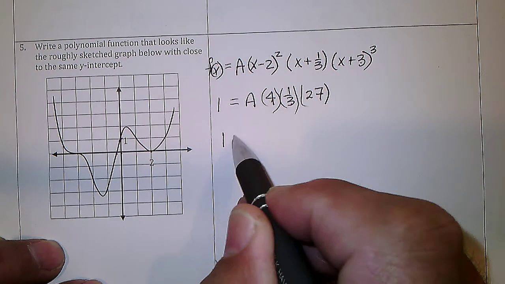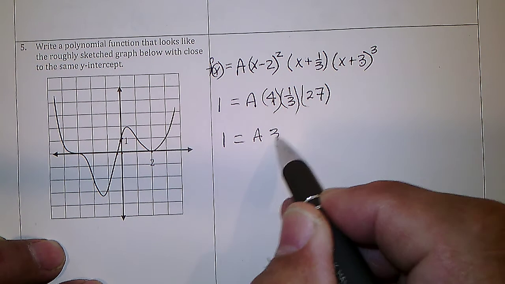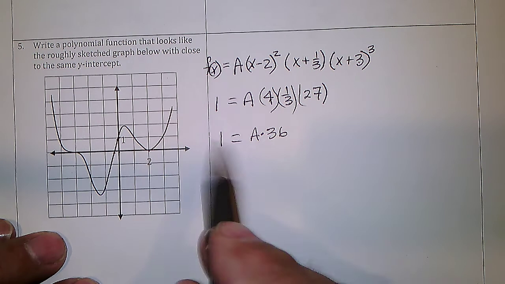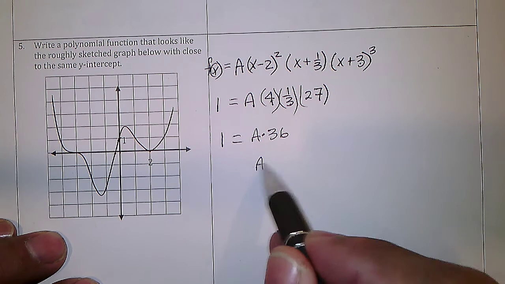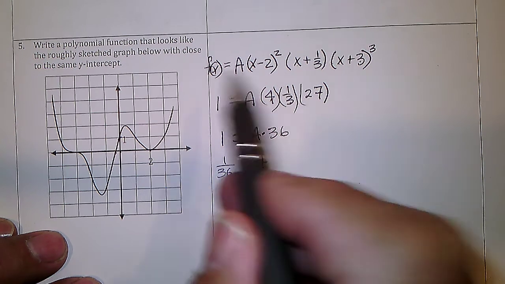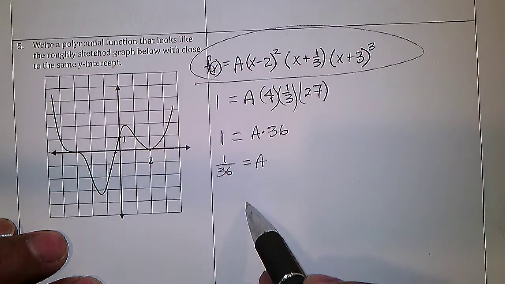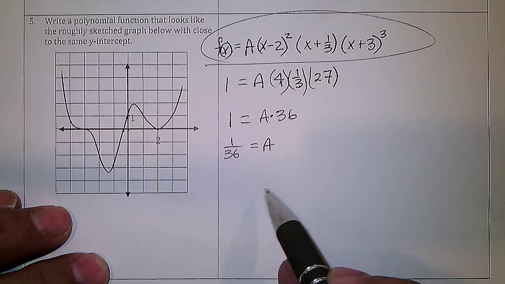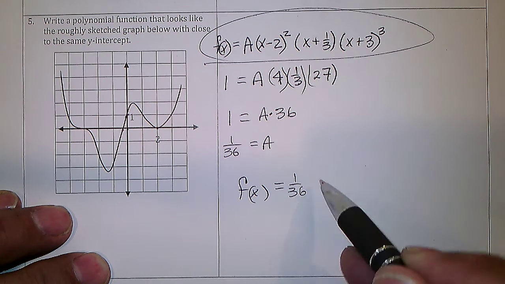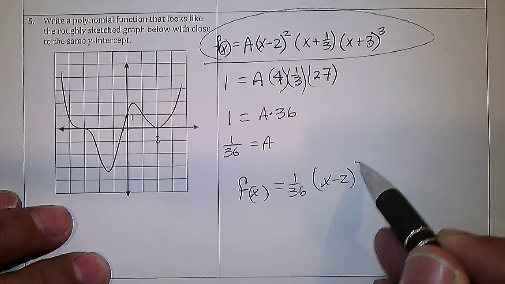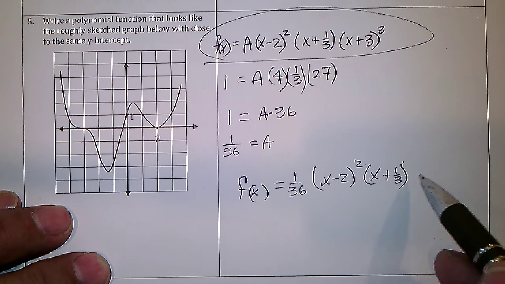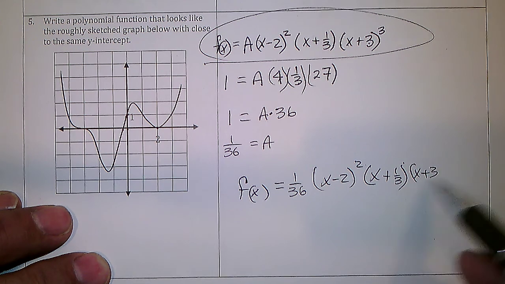So I have 1 equals a times 36. And so I divide both sides by 36, and I get a equals 1/36. And so now I can write my whole thing, the whole polynomial function out. F of x equals 1/36 x minus 2 squared, x plus 1/3 to the 1, and x plus 3 cubed.